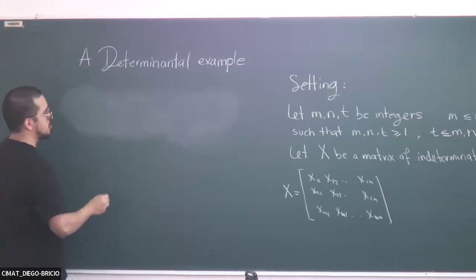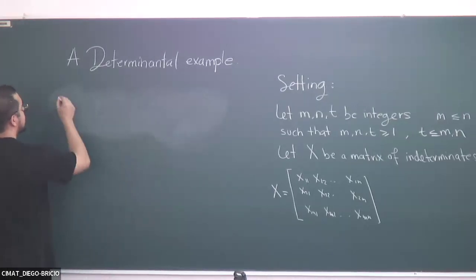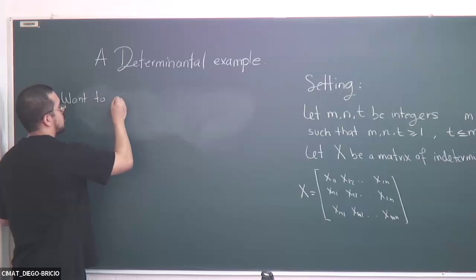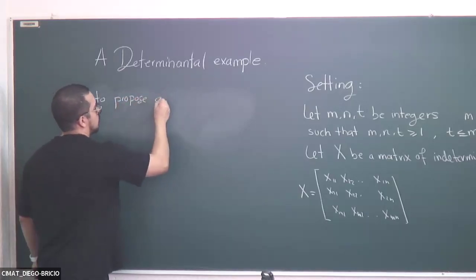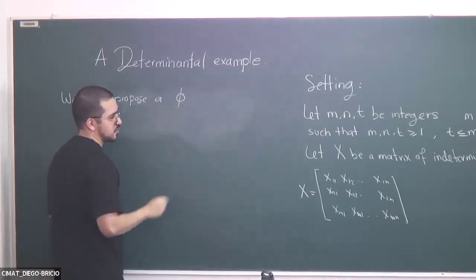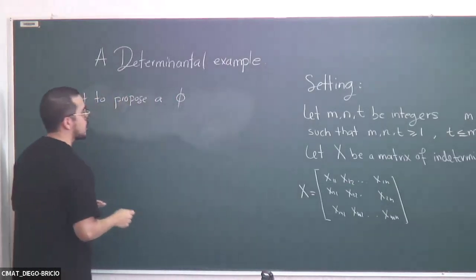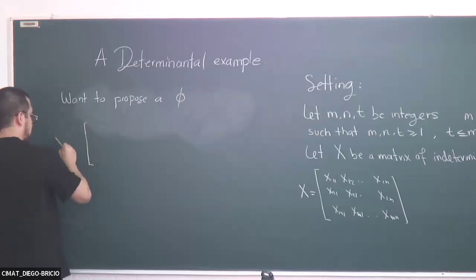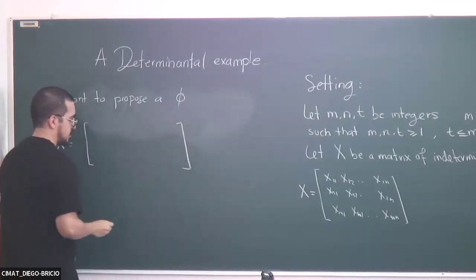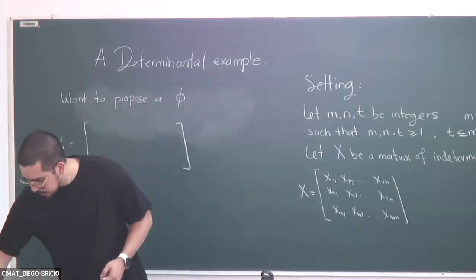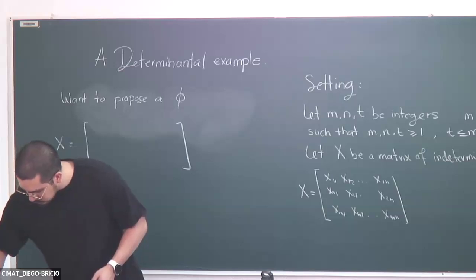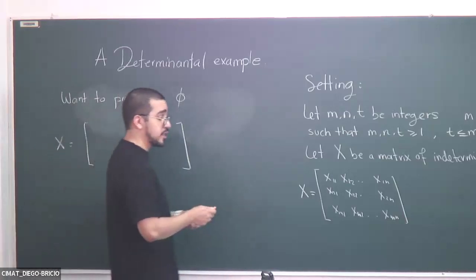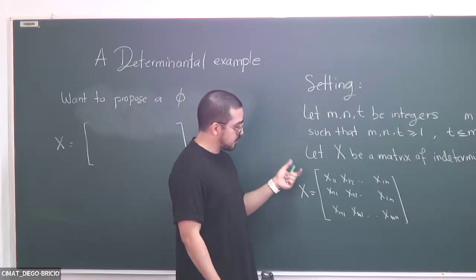Okay. So what about this guy? So we want to propose a P, right, such that that holds. So we're gonna do the following. So we have X, this matrix of variables, and now we're gonna take certain determinants, certain minors of this guy.